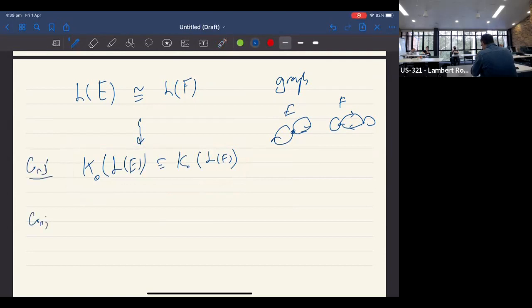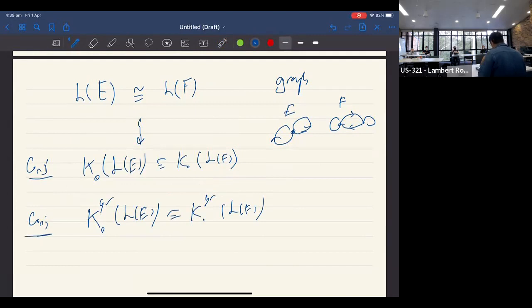There is a graded version, and this is something that I've been trying to do, the graded K theory, and this would classify, conjecture, all graphs. So if the graded K0 is isomorphic, it classifies all graphs. It's still okay.